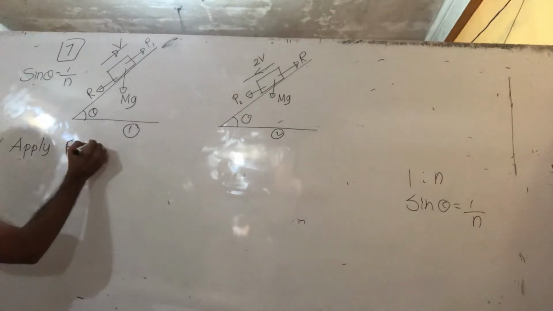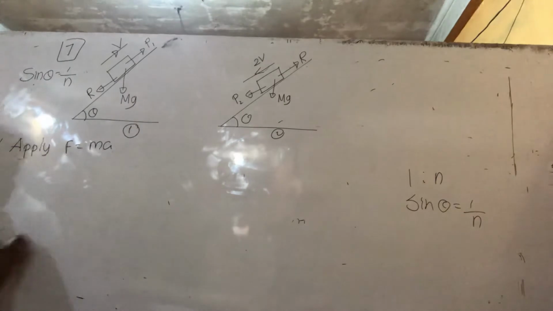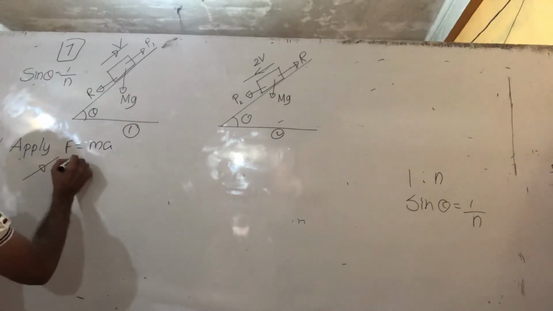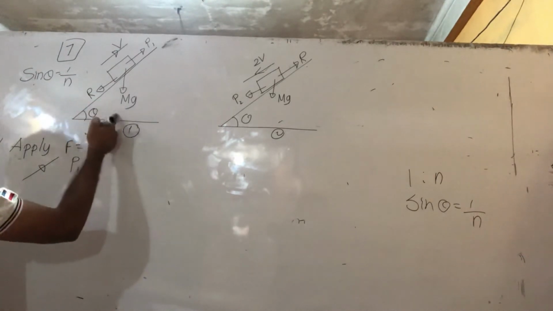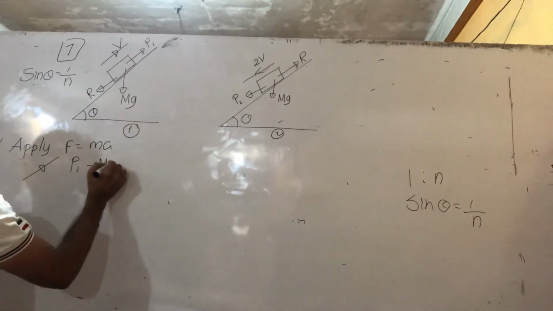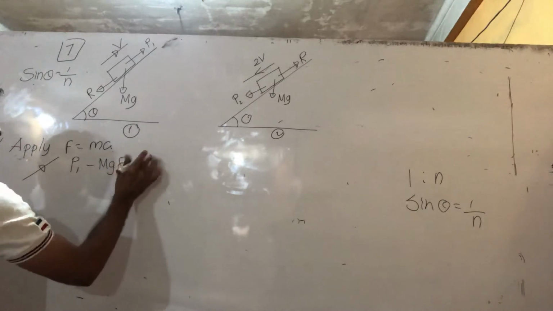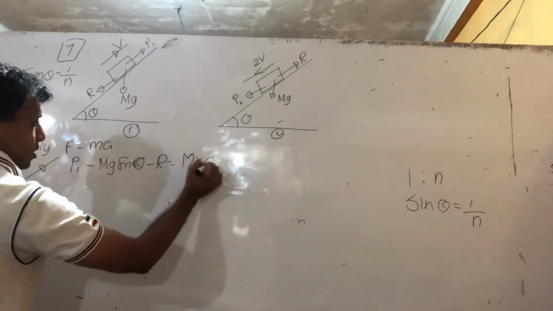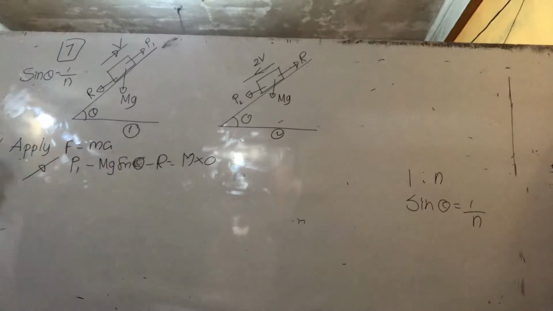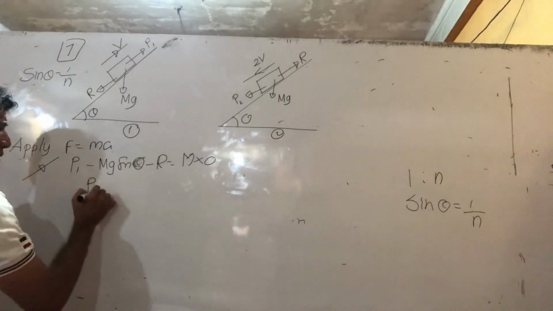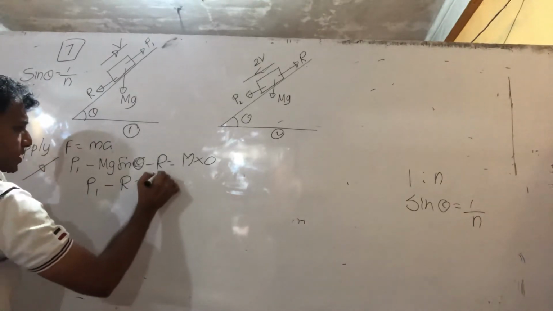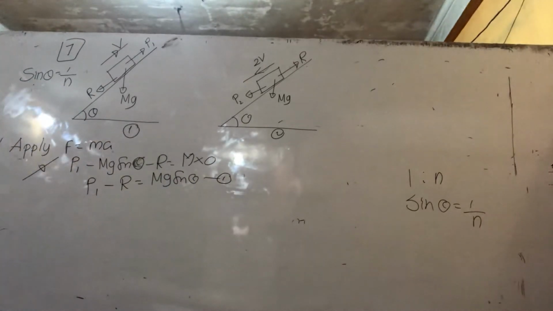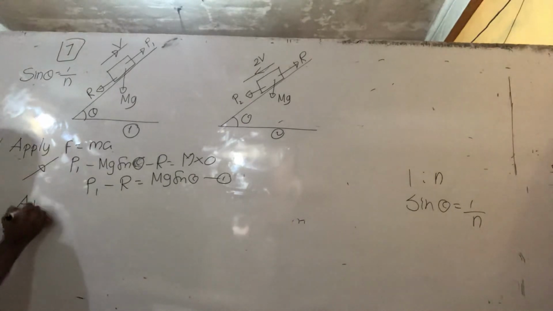Apply F equal ma for this diagram, moving up. So I apply vertically upwards: P1 minus mg sine theta minus R equal to mass capital M times the acceleration, but the acceleration is 0, right? P1 minus mg sine theta minus R equals 0. You know sine theta, so you can apply that. This is my first equation, right?